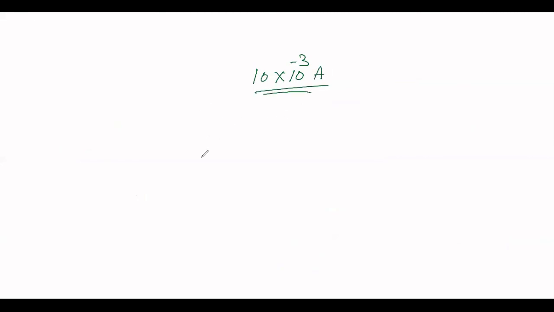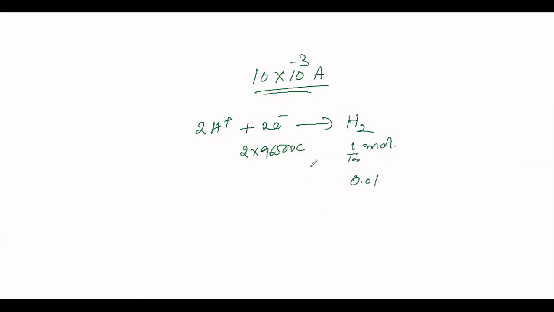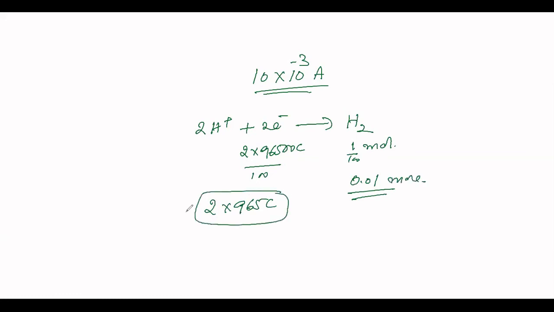Okay. So hydrogen gas, you have to write this equation. Either you can write this 2H plus 2 electrons, 2 moles of electrons will give you hydrogen. So for 1 mole of hydrogen, you will be requiring 2 into 96,500 coulombs. But you want 0.01 mole, which means you divide this by 100. So the quantity of electricity will be 2 into 965 coulombs required for 0.01 mole of hydrogen. So these many coulombs of electricity is required.